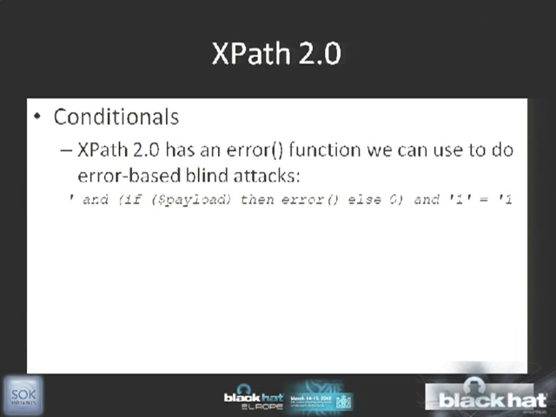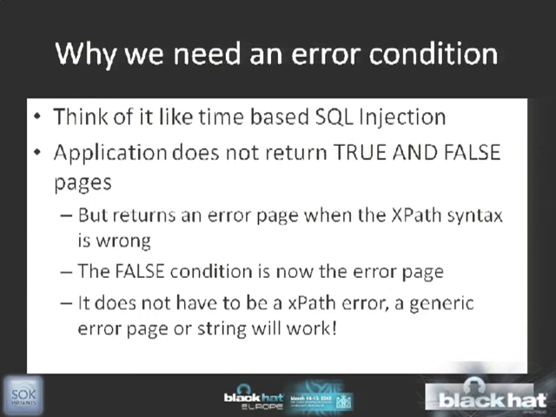XPath 2.0 has something called conditional statements, so you can write if-then-else. But more importantly, it has something called an error function, so you can make it throw runtime errors. Now, why are we so interested in runtime errors? That's because I want to talk about a small condition. Just like in SQL injection, sometimes you come across applications and you try to inject Boolean logic like and 1=1 or and 1=2, and you find that they return the same page, and there is no way you can inject Boolean logic. And then you resort to techniques like the sleep function, time delays, to find out if your queries are actually hitting the database or not. So we will consider the same scenario.